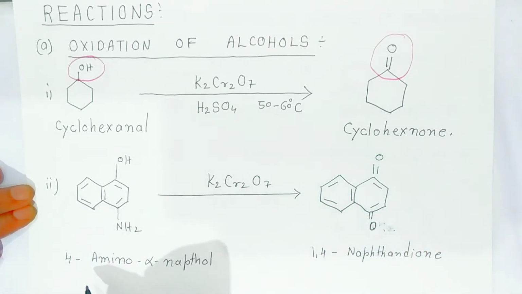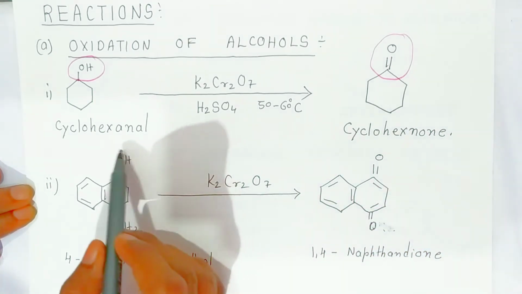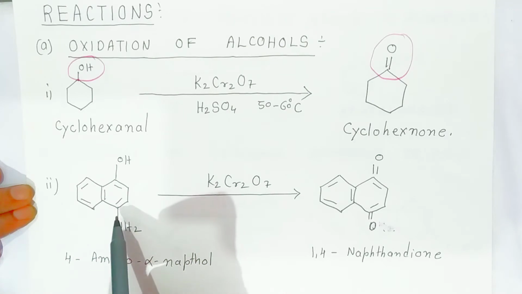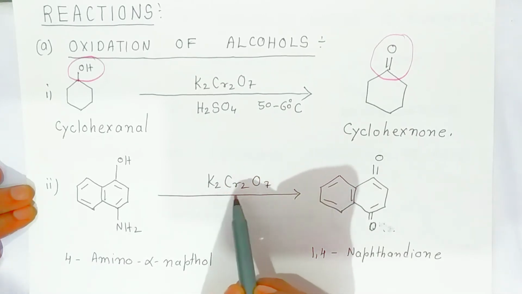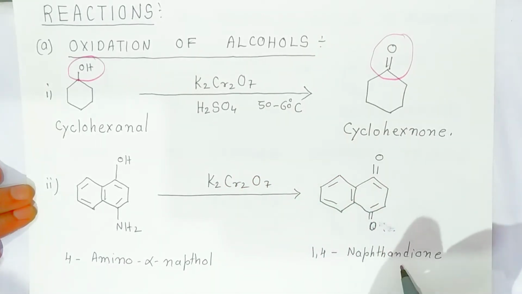Now second reaction students, here 4-amino alpha naphthol. This is alpha naphthol students where at position number 4 an amino group is attached. So that is why it is called 4-amino alpha naphthol. Now when it is oxidized with the help of K2Cr2O7 it is converted into 1,4-naphthoquinone.